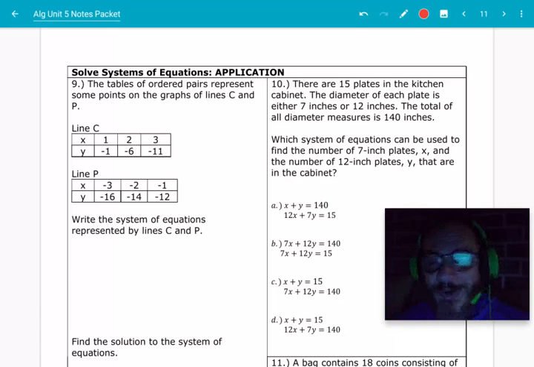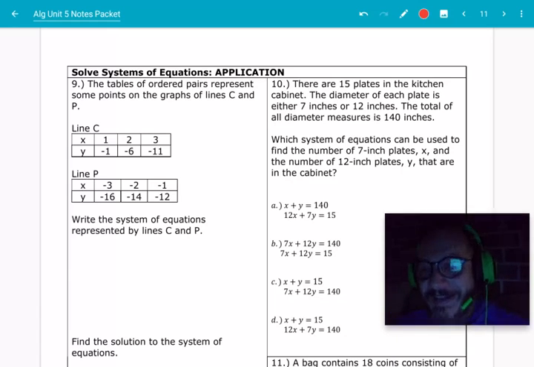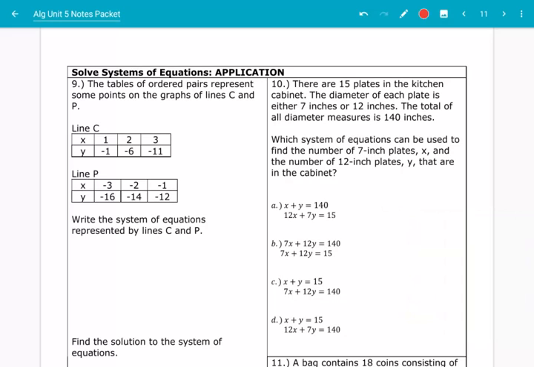So let's do some word problems. How about that? All right, let's get rid of this. Goodbye. Okay, we're going to solve systems of equations. And this is how you're going to. Why are you up here?